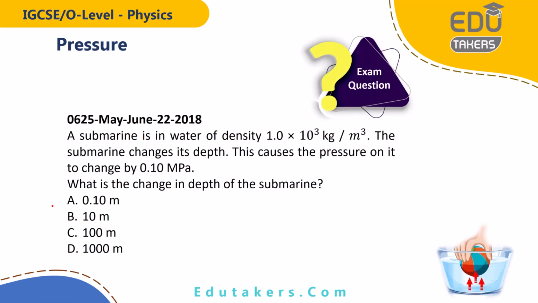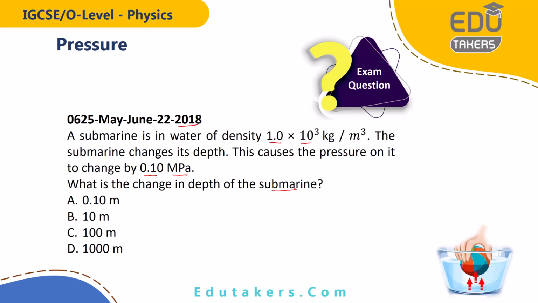There is another exam question that appeared in May-June 2018. A submarine is in water of density 1.0 times 10 to the power 3 kg per meter cube. The density is given. The submarine changes its depth. This causes the pressure on it to change by 0.10 megapascal. What is the change in depth of the submarine?